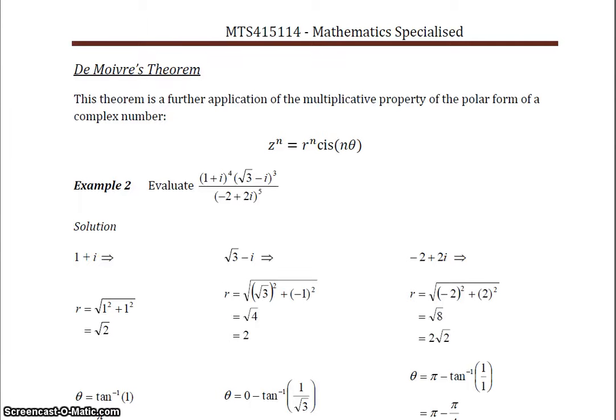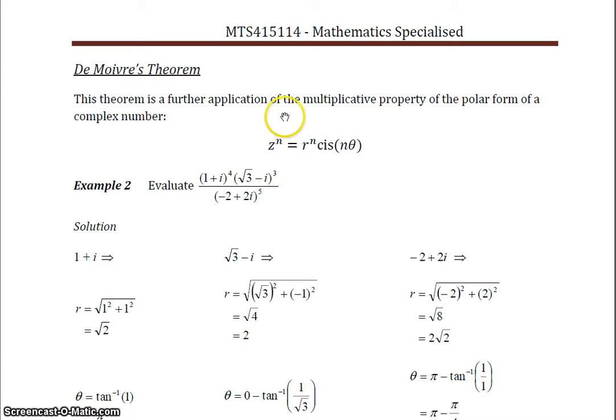The next part of working with complex numbers in polar form is to learn about De Moivre's theorem. This theorem is just taking what we have just learned about multiplication of complex numbers in polar form a little bit further.